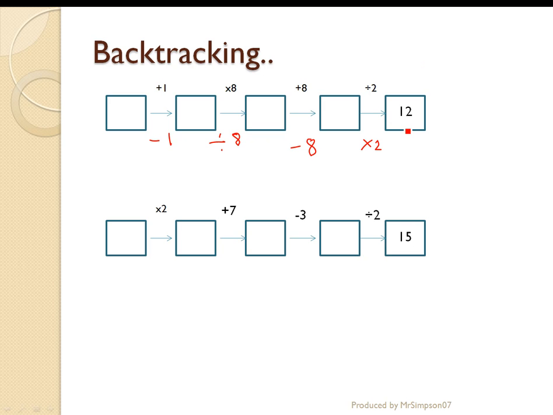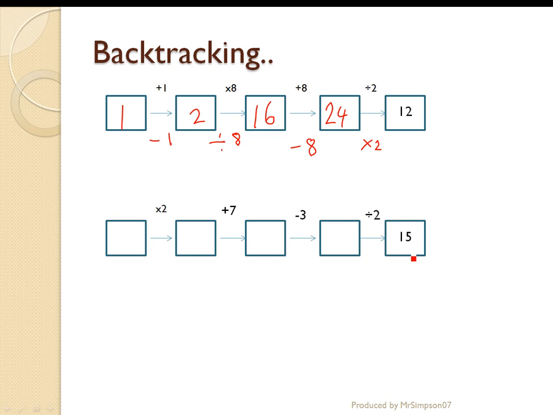Doing the same process as before, but going in the opposite direction, we can work out what the initial number is. We've been given the output. We can work out what the input is. So 12 times 2 is 24. 24 minus 8 is 16. 16 divided by 8 is 2, and 2 minus 1 is 1. So in this case, our input number was 1.